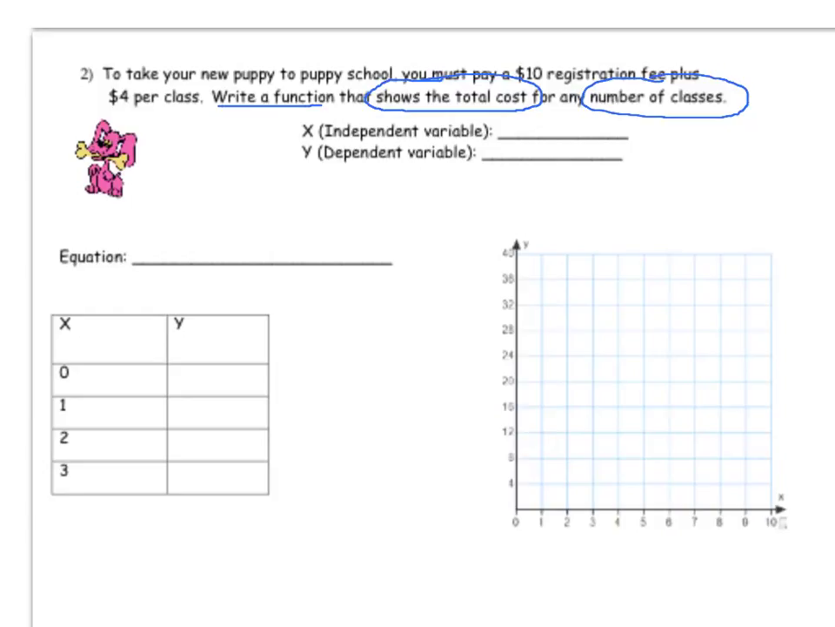Once again, we have to figure out which one's going to be represented by x and which one's going to be represented by y. So as we read this, which one depends on the other? Does the total cost depend on the number of classes, or does the number of classes depend on the total cost? Which one can stand alone? Which one can you know without knowing what the other is? The answer to that is the number of classes is independent. You do not have to know the total cost in order to know the number of classes you sign up for. So independent is number of classes. Your dependent variable is going to be cost, the total cost.